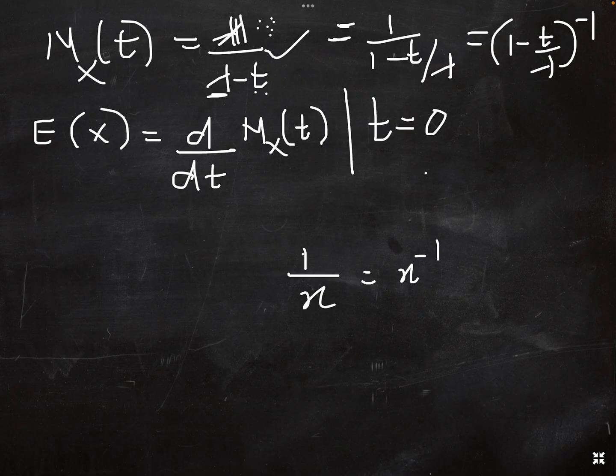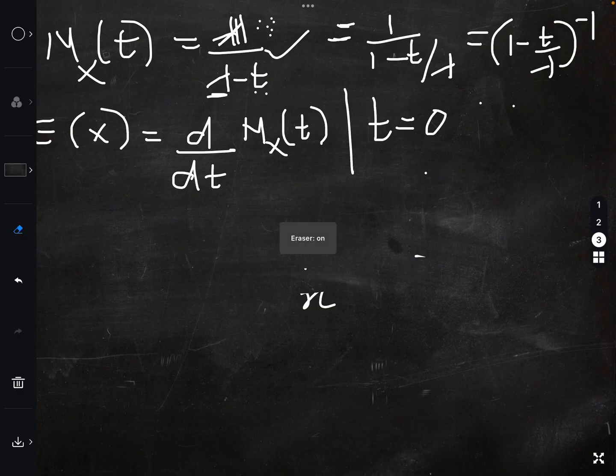We divide both numerator and denominator by lambda. So we get 1 by 1 minus t by lambda. And we also know that 1 by x is equal to x inverse. So 1 by 1 minus t by lambda is equal to 1 minus t by lambda, the whole inverse. That equation will help. Okay, so we have to find the mean.